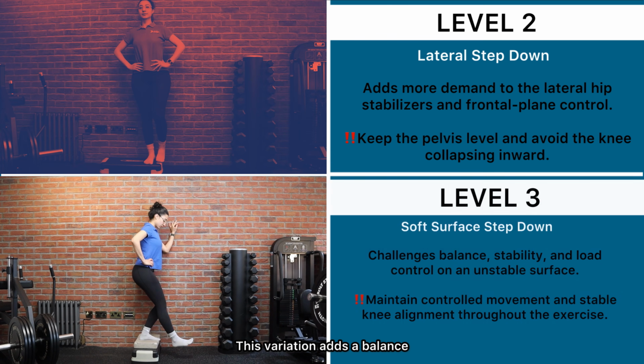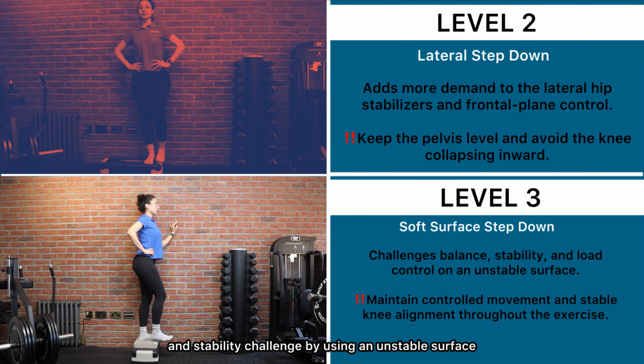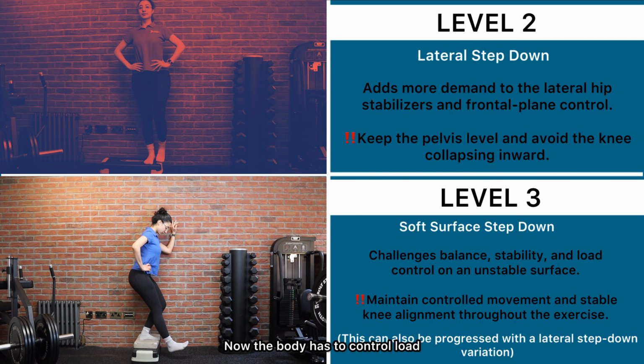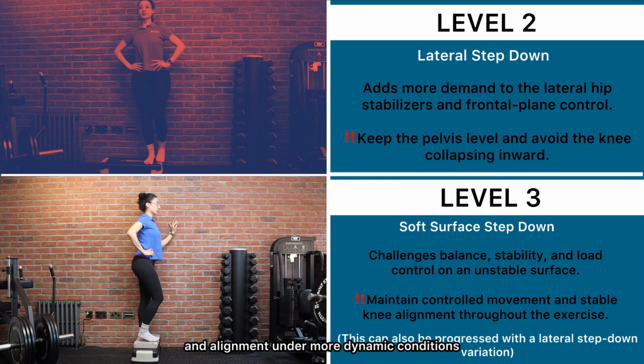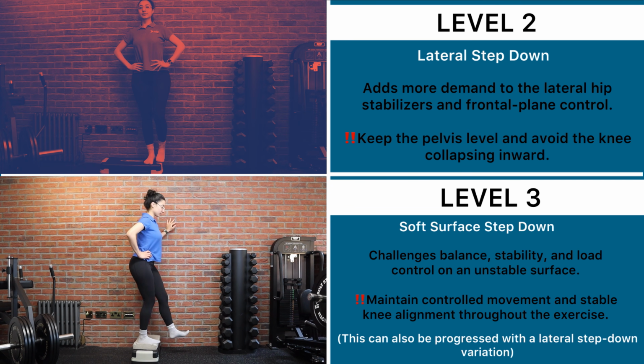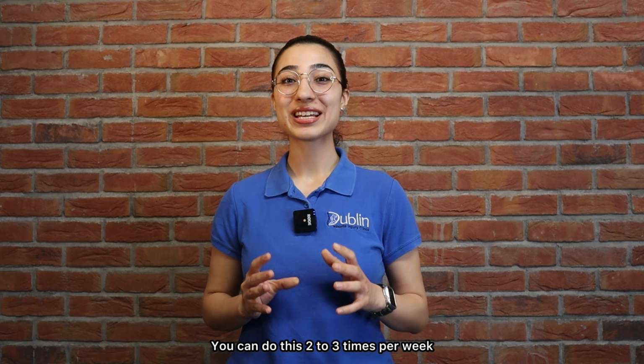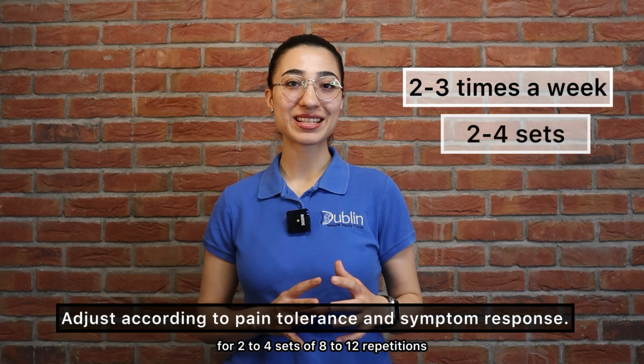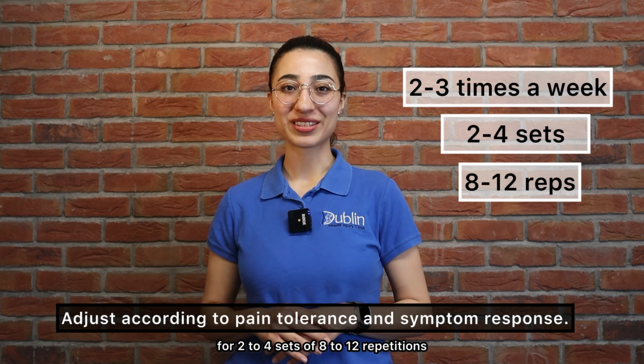This variation adds a balance and stability challenge by using an unstable surface. Now the body has to control load and alignment under more dynamic conditions. You can do this 2 to 3 times per week for 2 to 4 sets of 8 to 12 repetitions.